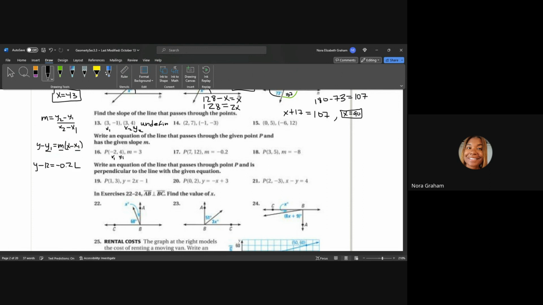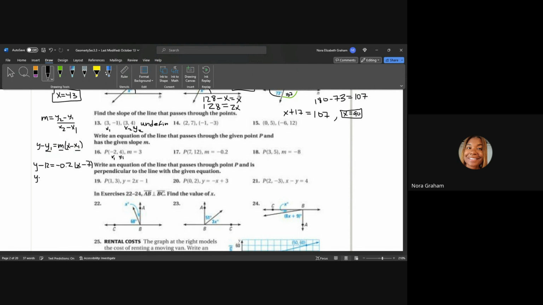And then my x stays there. That's part of my formula. And my x sub 1 is going to be negative 7. Oops, why was I writing a plus? Minus 7. All right, so let's go ahead and start isolating our y.